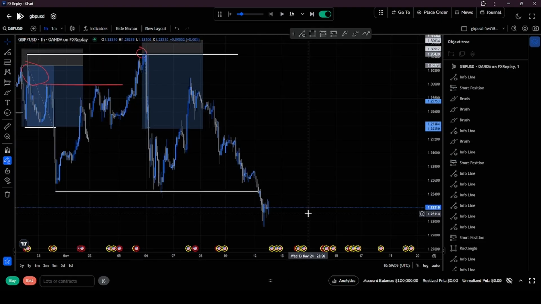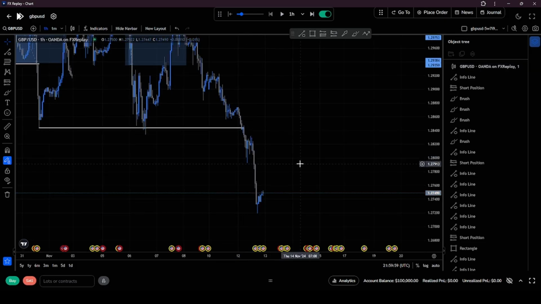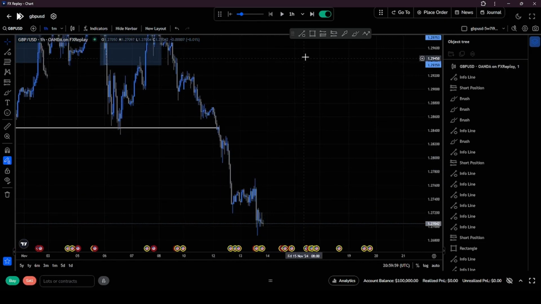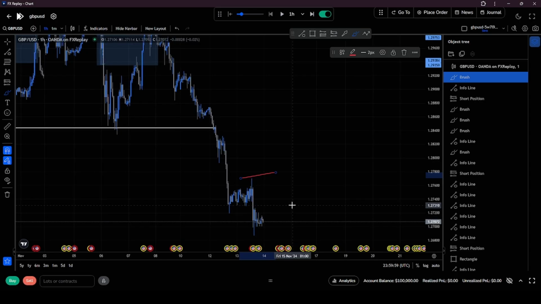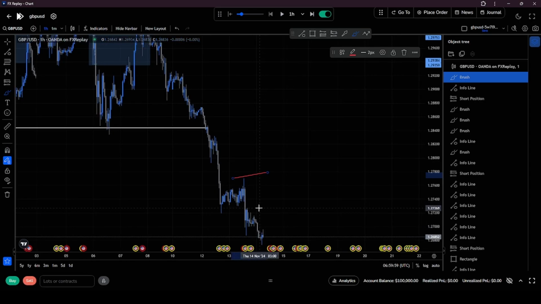So let's see. We've created this low. We've created this high. Let's see how price behaves. We have also a high here. Okay.